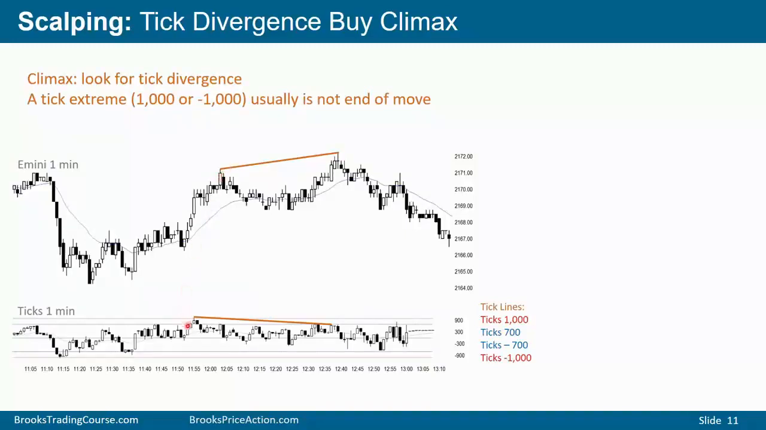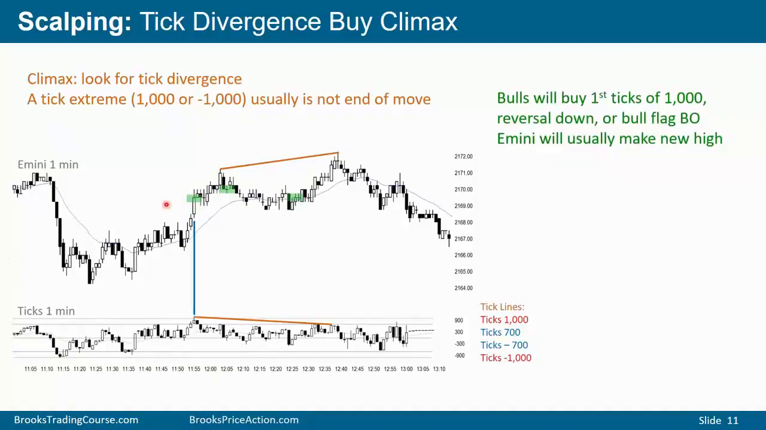The high in ticks, the first time you hit 1,000, is usually not the end of the move. We went up a little bit more, and then we went up more again 30 bars later. Bulls will buy the first high in ticks, which will be over here, or they'll buy the reversal down, betting that the first reversal down will fail.